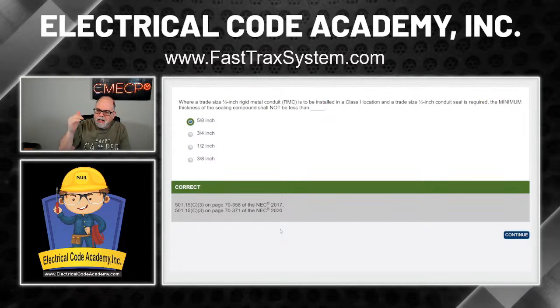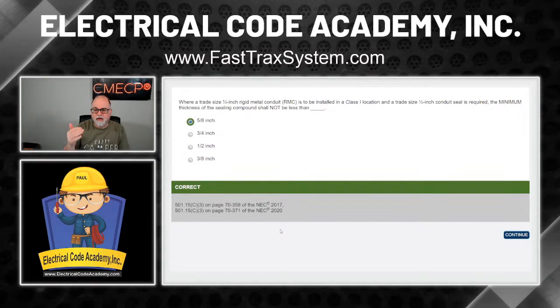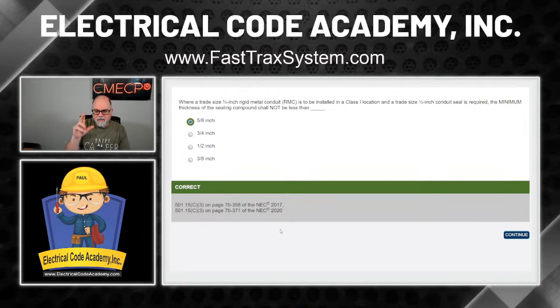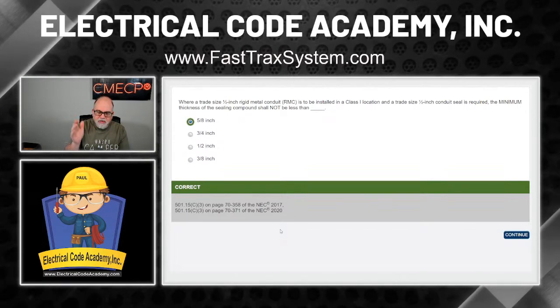And of course, now in our Fast Trax, it does give you the answers like you see here, and it does 2 cycles so that you can go back and look. So if you're in our 2020 Fast Trax, it'll give you the 2017 answer as well. So you can kind of see if it might have changed, the code sections changed or something like that. But you get to see your answer.